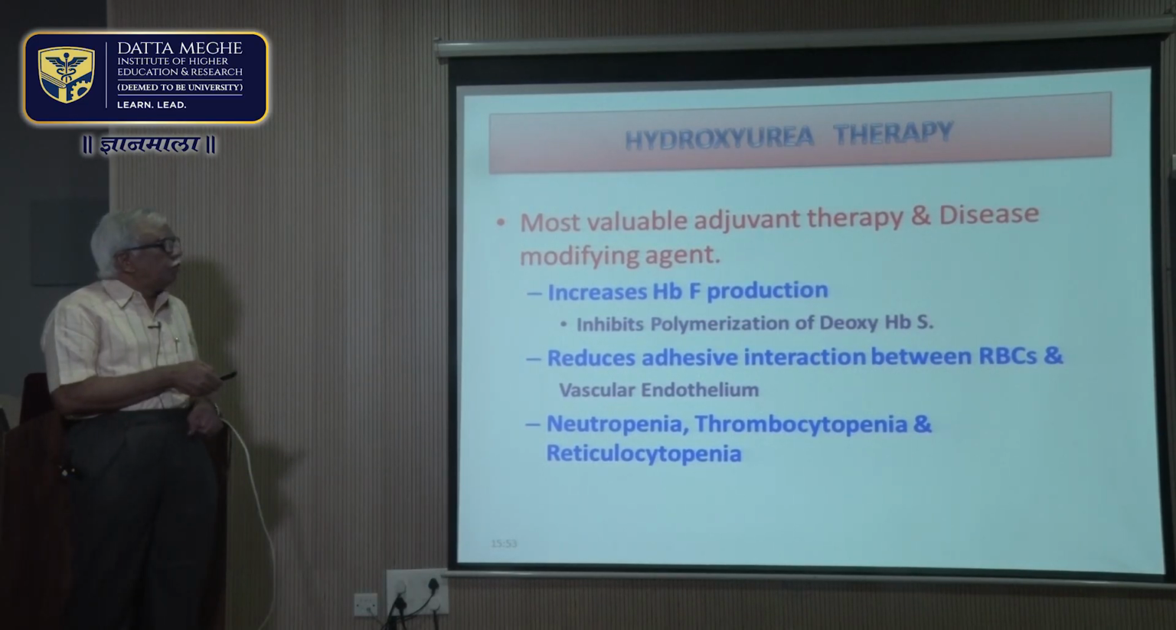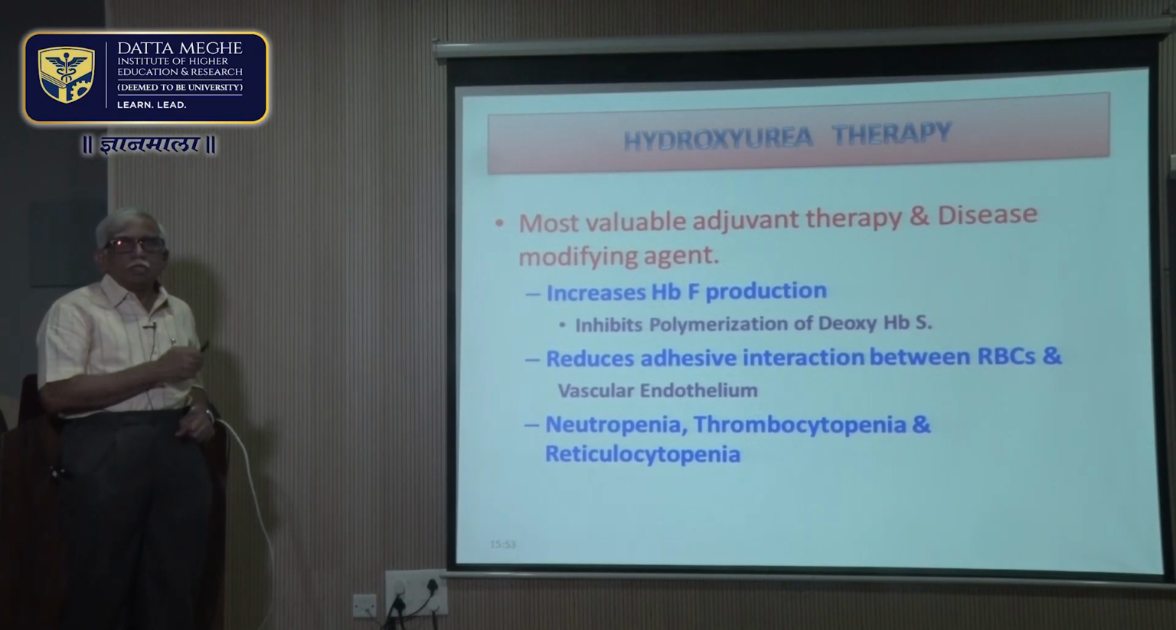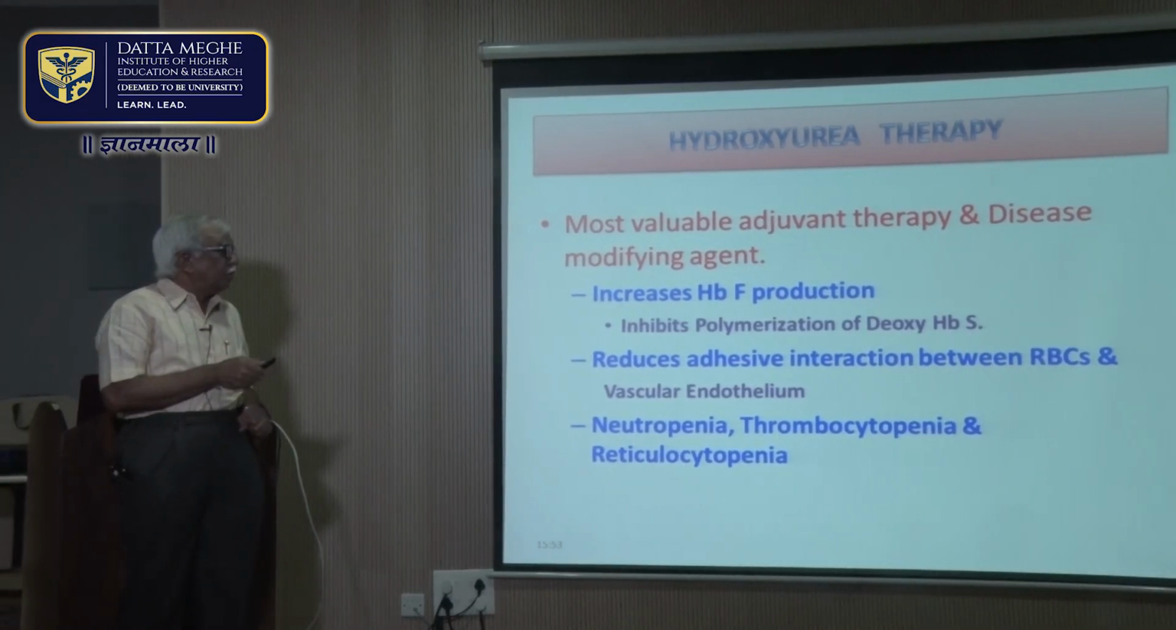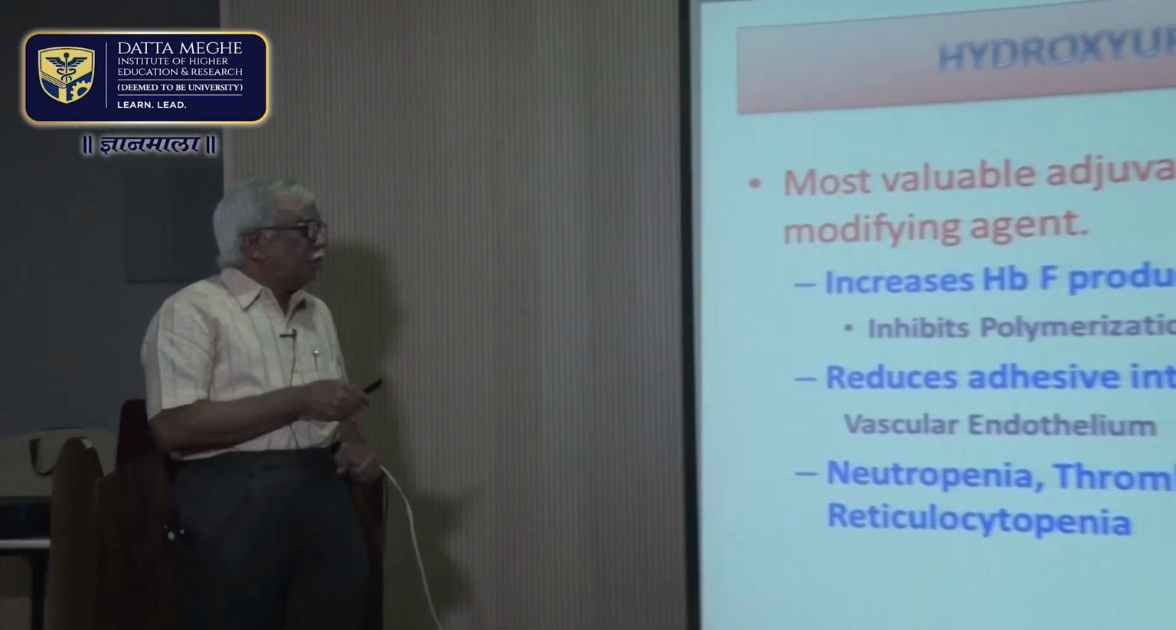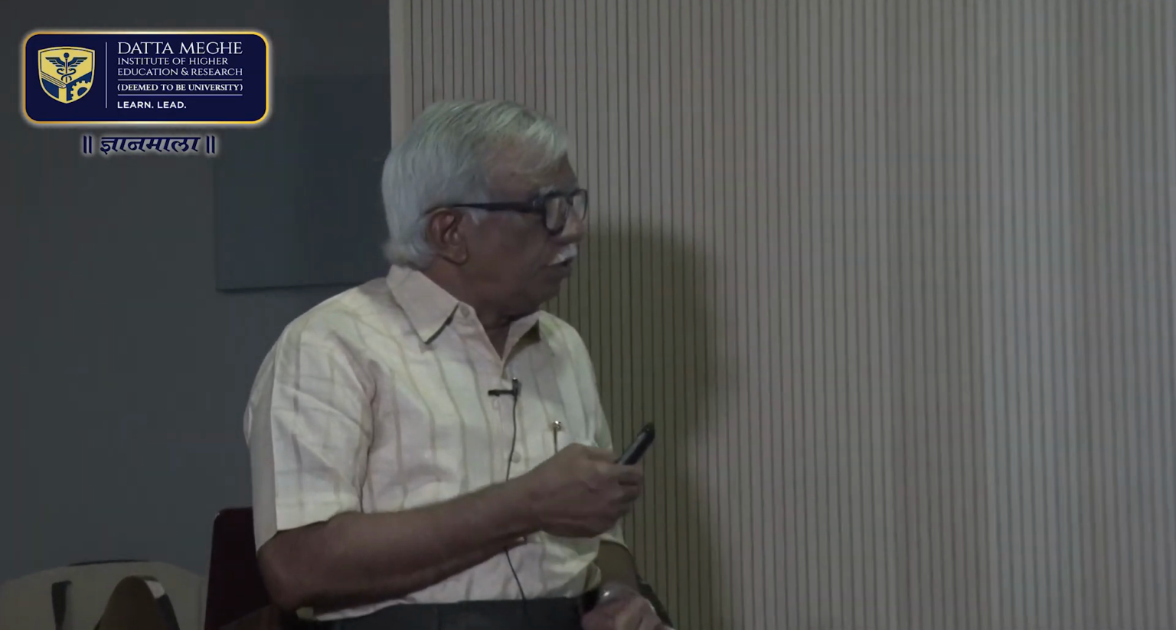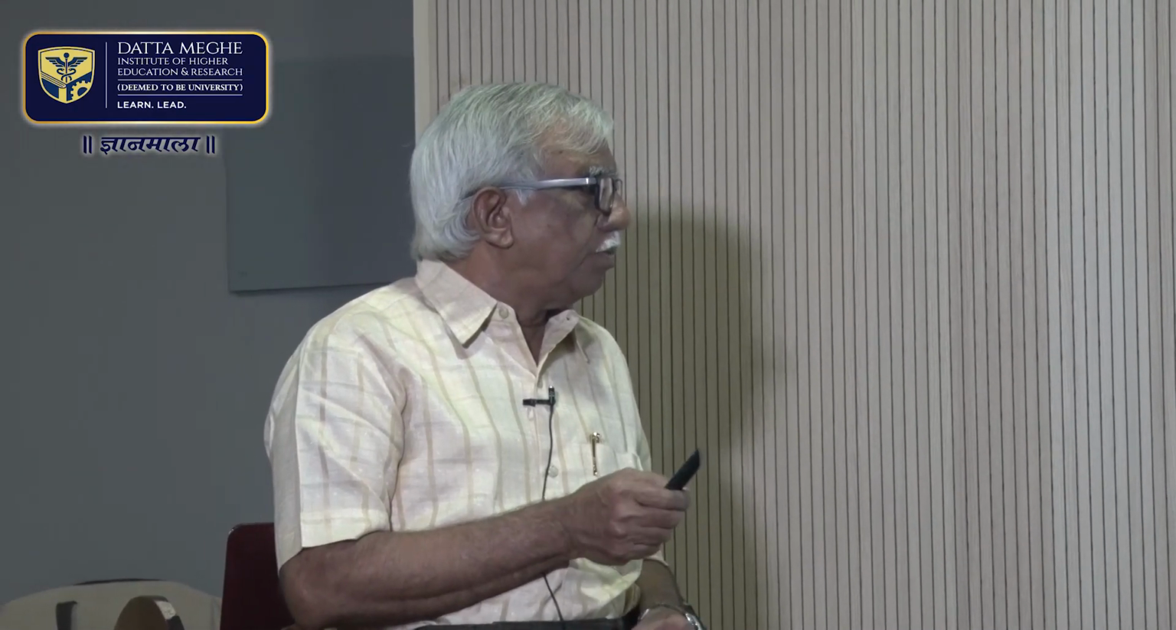Hydroxyurea is the most valuable adjuvant therapy and disease modifying agent. It increases hemoglobin F production, inhibits polymerization of deoxyhemoglobin S, and reduces adhesive interaction between RBCs and vascular endothelium. The end result is that it leads to neutropenia, thrombocytopenia and reticulocytopenia. So we have to monitor that the WBC granulocyte count should not go below 1500, the platelet count should not go below 80,000, and the reticulocyte count is to be monitored from time to time.